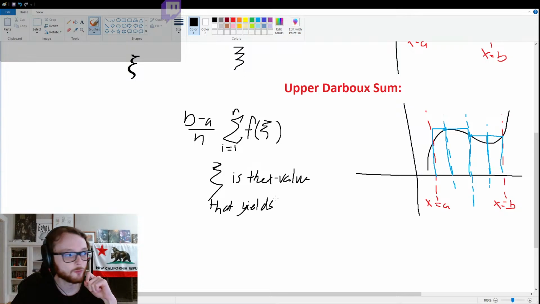So I don't think there is a clean way to make this formula like there is for a Riemann sum. For an upper sum... For a lower Darboux sum, it'd be the minimum.